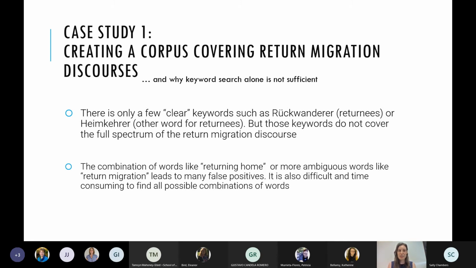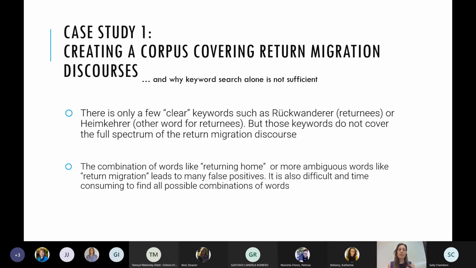As you might have already noticed, I was using, of course, German keywords, as the corpus, the historical newspapers, are German. And so in German, for return migration, there are a few very clear keywords, such as Rückwanderer, which means returnees, or Heimkehrer, that's also a word for returnees. But actually, those keywords leave out most of the discourse. They do not even cover half of the discourse on return migration. So not every time when newspapers talk about return migration, the words Rückwanderer or Heimkehrer are being used.